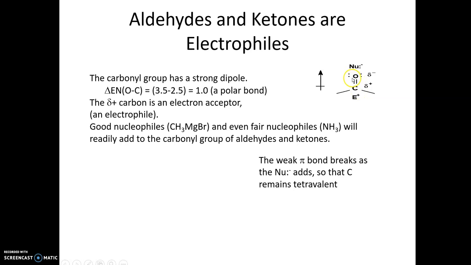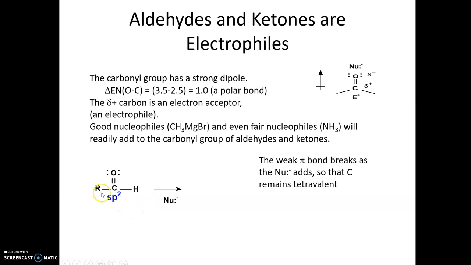Because of the electrons on the oxygen, it is partially negative, and the carbon is partially positive. The partial positive carbon is an electron acceptor, that is, an electrophile. So nucleophiles like CH3MgBr or ammonia will readily add to the carbonyl group of aldehydes and ketones.